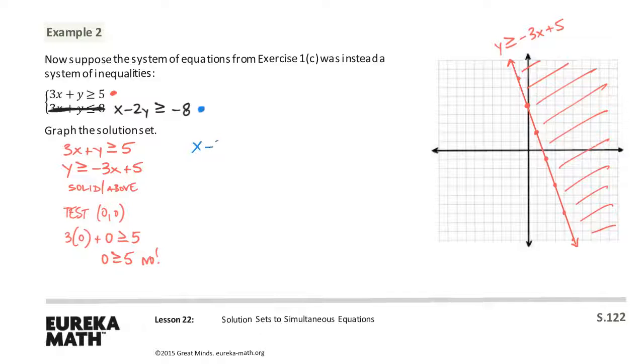So I've got x minus 2y is greater than or equal to negative 8. Okay, so I'm trying to get y by itself here. So I'm going to manipulate this. I'm going to subtract x from both sides. Now I have negative 2y is greater than or equal to negative x minus 8. And then I'm going to divide everything by negative 2.